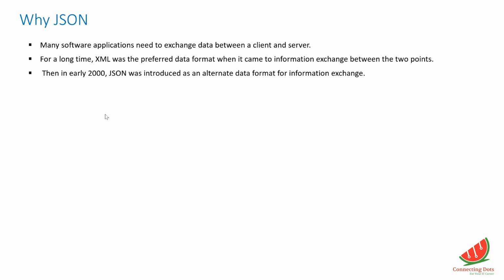Then in the early 2000s, JSON was introduced as an alternative data format for information exchange. XML takes a bit more data. I consider it a heavyweight object as well. It takes more storage compared to JSON. XML is heavyweight, JSON is a bit less.